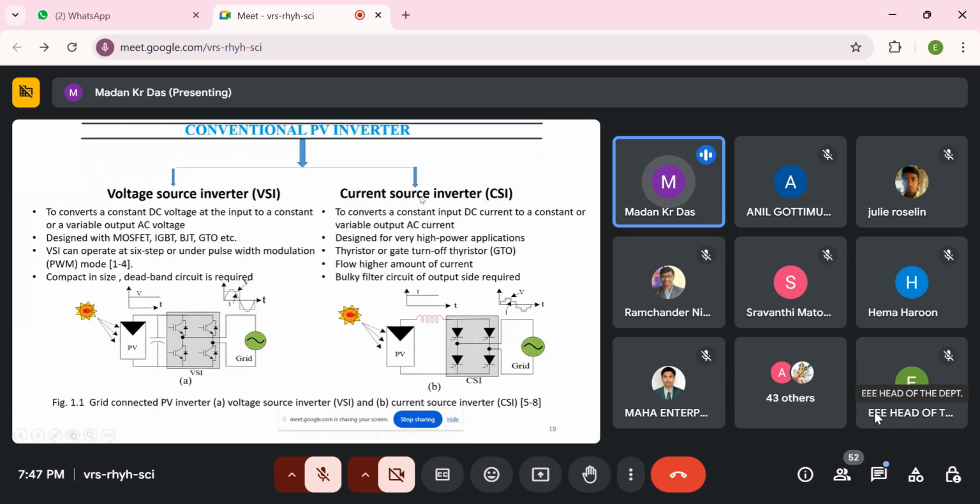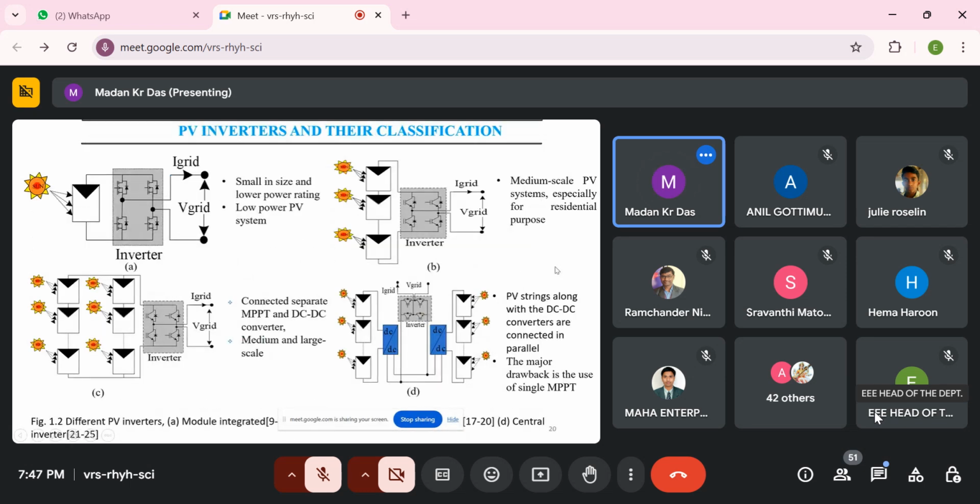Same is the current source inverter. We provide constant current on the input side using the PV panel, and the output is alternating in nature. So there are two types of inverter: voltage source inverter and current source inverter. In the current source inverter, we basically use GTO, BJT like this. Now the PV inverter and other classification. There are basically four types we discuss in this section.